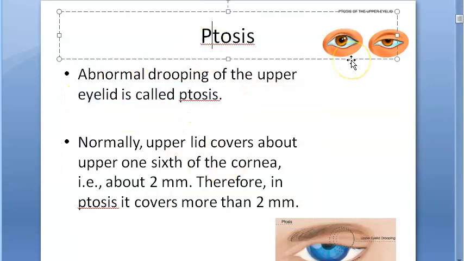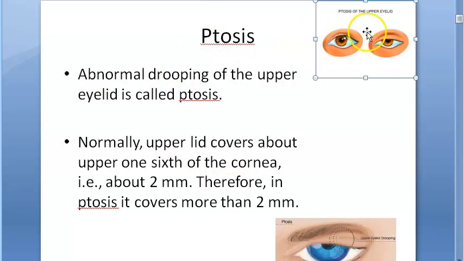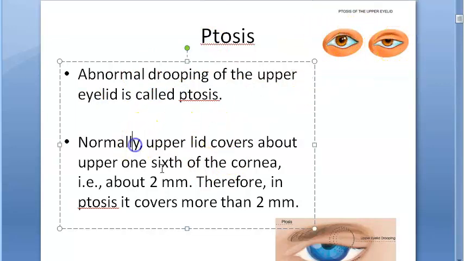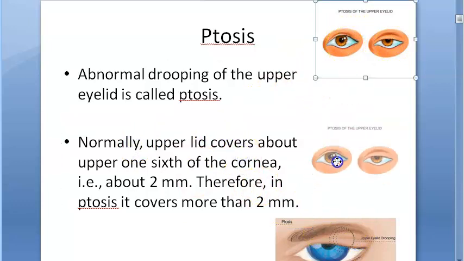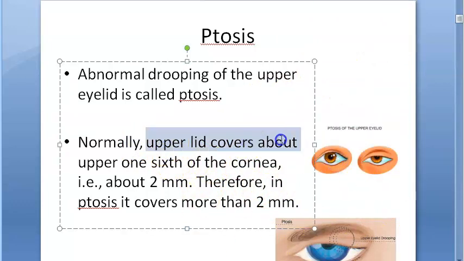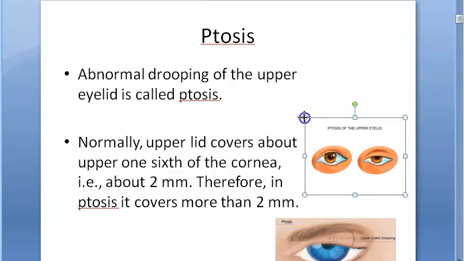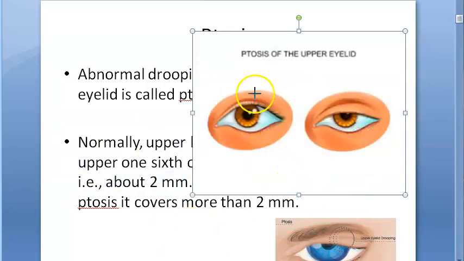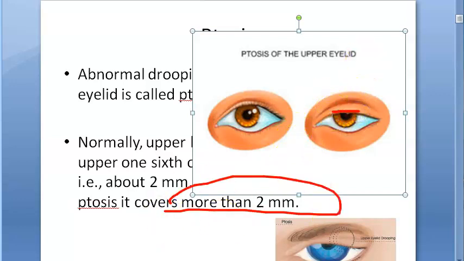So remember, ptosis is used only for the upper eyelid, okay? You can see in this image also that it is droopy. Normally, how is it? Let's see the normal. Normally, the upper lid covers about the upper 1/6 of the cornea, that is about 2 millimeter. Is it true? Yes, you can see the upper eyelid is slightly covering the upper part of the cornea. If it covers about 2 millimeter, it is fine on the upper side. But if it covers more than that, then that is called ptosis.